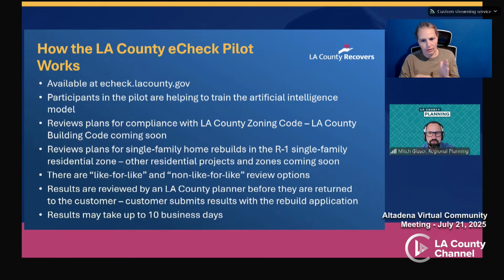In addition, it's only reviewing plans for single-family home rebuilds in our single-family residence zone, also known as R1, but other residential projects like duplexes and apartment buildings and other residential zones will be added soon. If you choose to use ArchiStar, there is a like-for-like option to make sure that your plans are actually like-for-like. If you know your plans are not like-for-like, there's also a non-like-for-like review option that will evaluate your plans with current zoning rules.